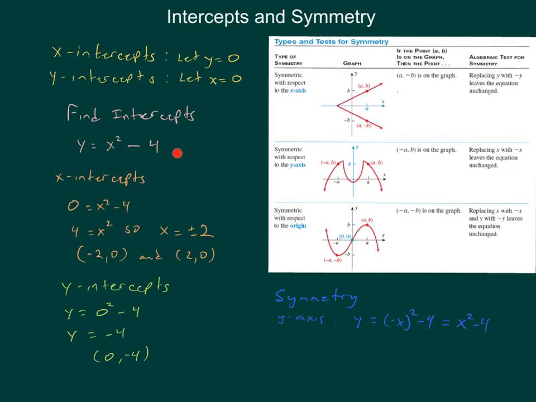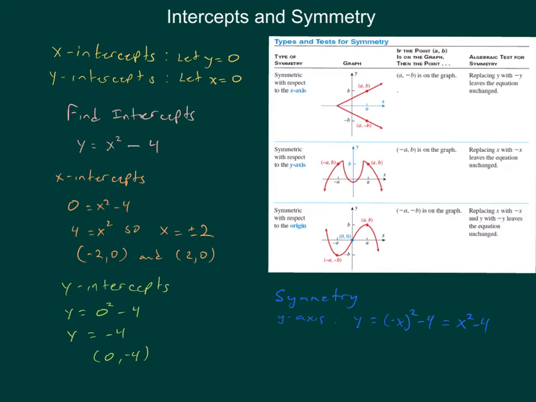In this case, I want to find the intercepts for y equals x squared minus 4. To find the x-intercepts, I put 0 in for y, so I get 0 equals x squared minus 4. When I solve that, I get x squared equals 4. And so x, we know, is going to be plus or minus 2. So I have two x-intercepts at (-2, 0) and (2, 0).